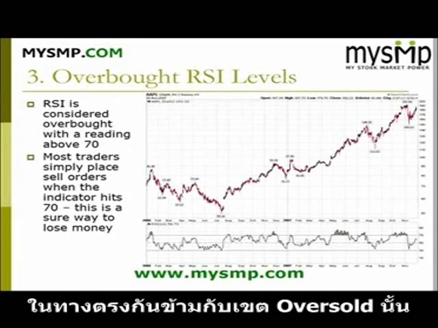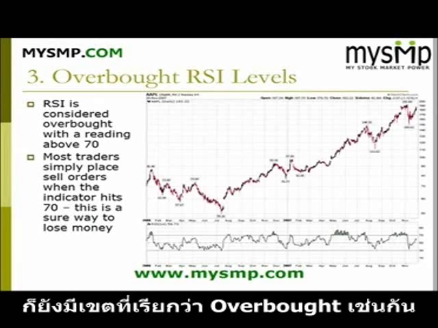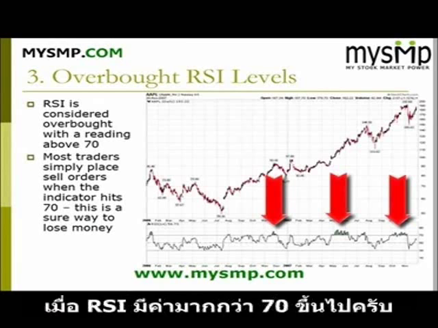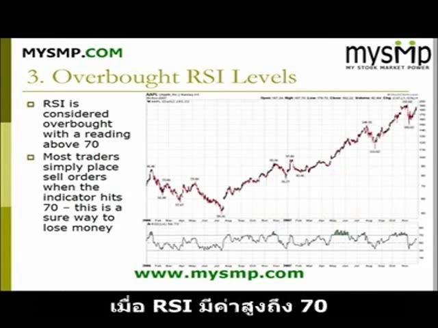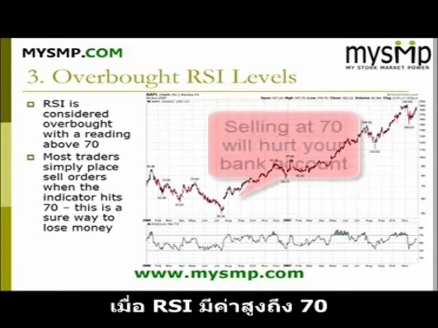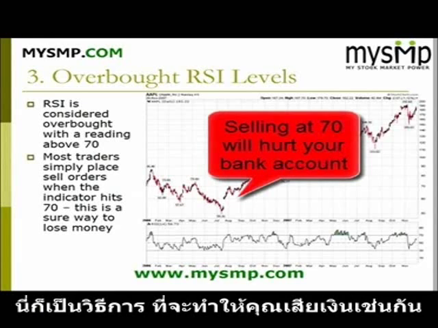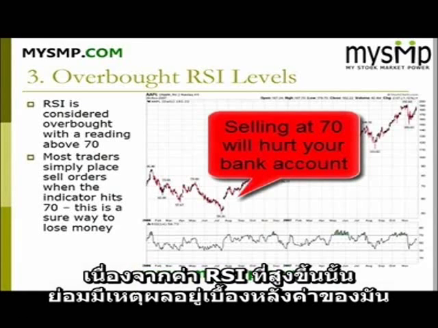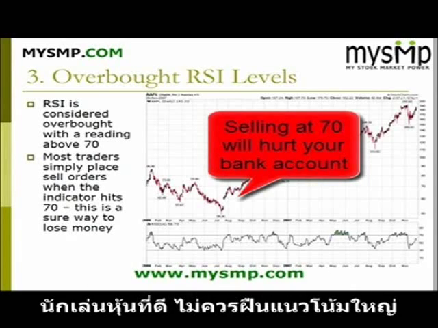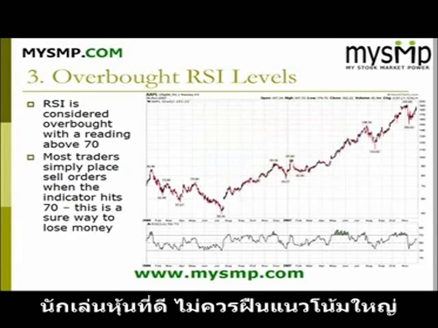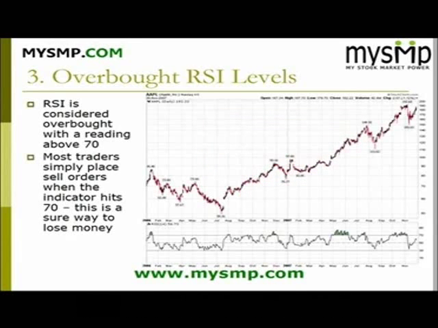Conversely to an oversold level, there is an overbought territory for the RSI indicator. This comes into play once the indicator reaches a reading of 70 and above. Most traders will place sell orders once the indicator hits 70. This is also a sure way to lose money. Again, extreme readings in the RSI occur for a reason. So if the security is experiencing a strong move, a trader does not want to go against the primary trend and open short positions.